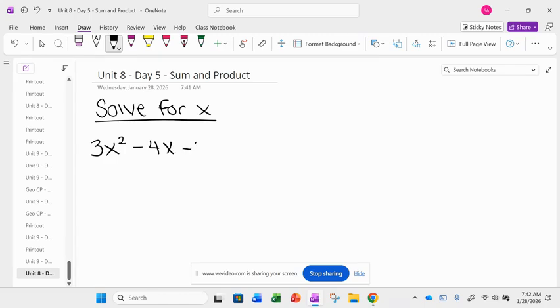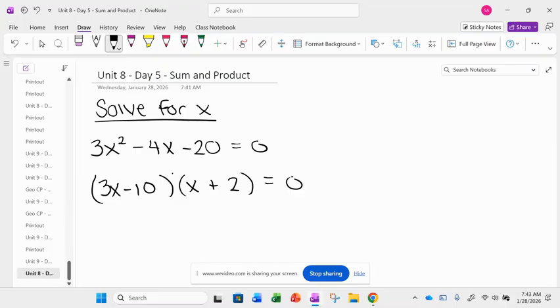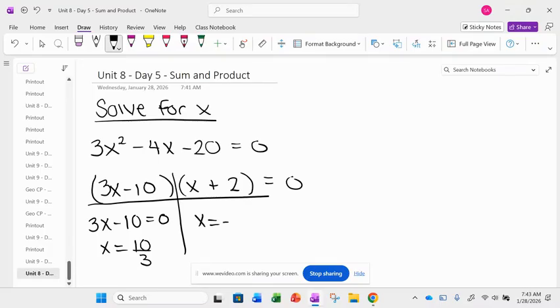Minus 4x minus 20 equals 0. I will tell you we are able to factor this. If we factor this, we're going to get a 3x minus 10, and then we'll get an x plus 2. So when we solve, we set each factor equal to 0, and we'll get x equals 10/3, and we'll get x equals -2.